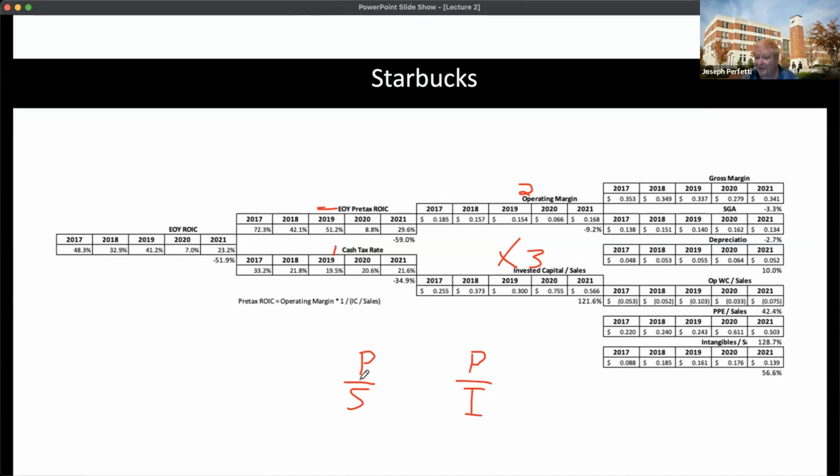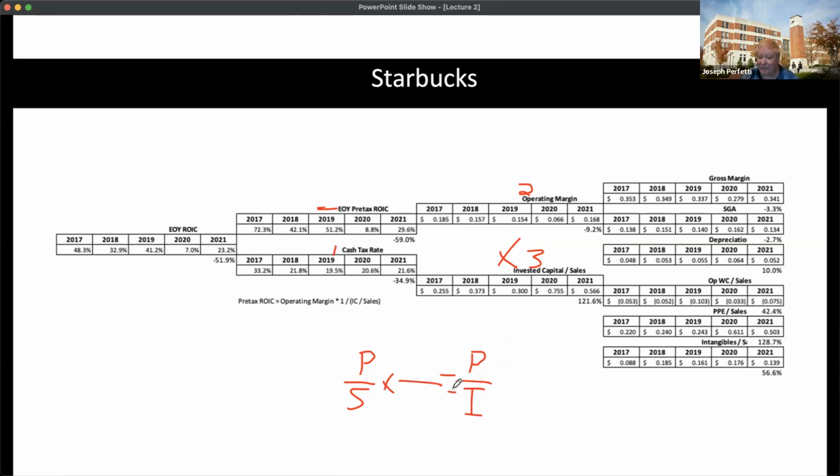Investors don't care about sales. Investors, think about this, your own 401k, or you invest in the market. I just want a return on investment. I gave you money. Did the stock price go up? Did you give me a dividend? That's all I care about. I care about ROI. It's return on investment. So the question is, how do we connect these two? How do we go from margin, P over S, to return on invested capital, P over I? Well, algebra tells me that I can multiply P over S by blank over blank, and that will get me to P over I.